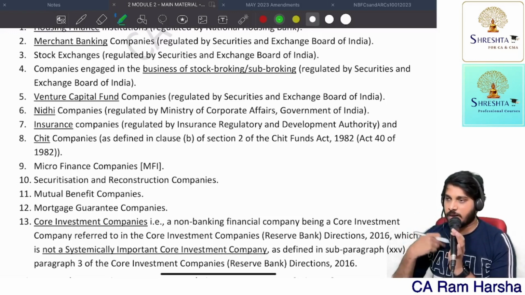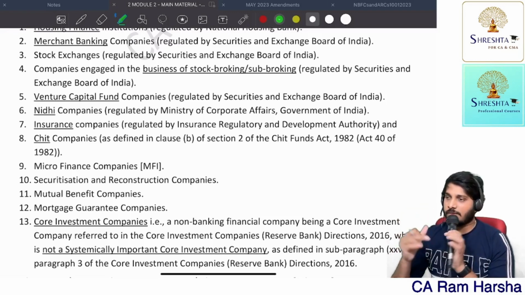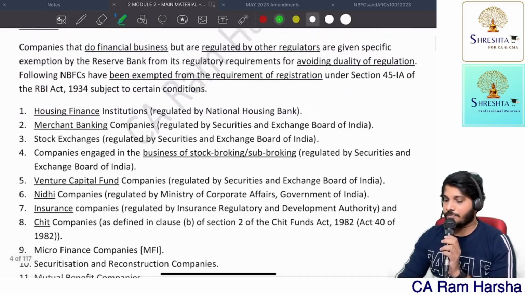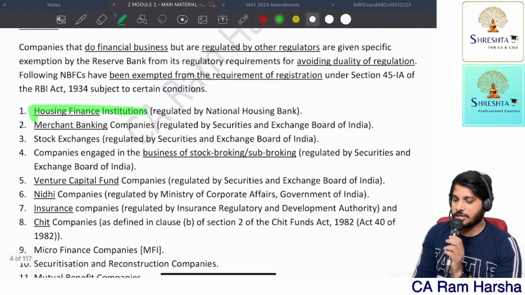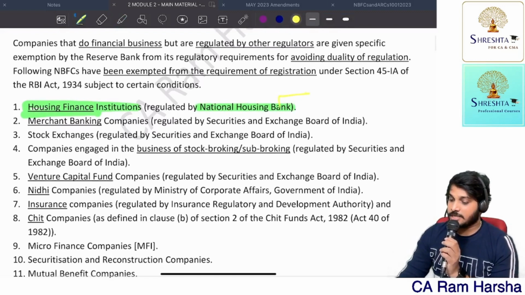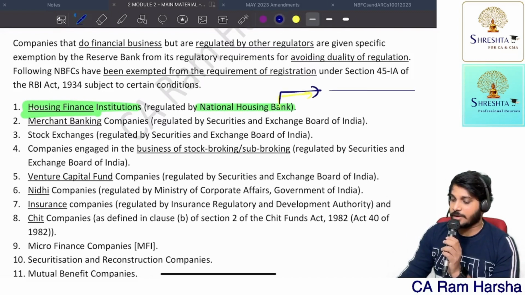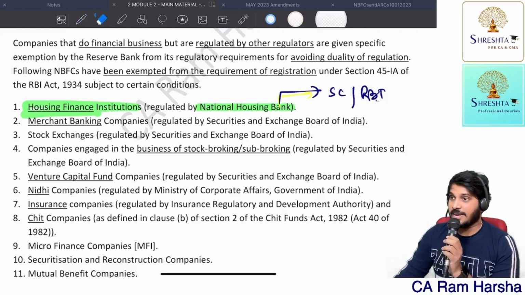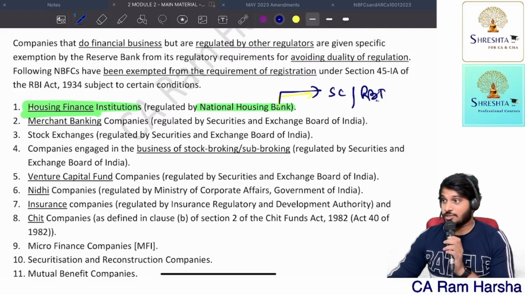If I'm a telecom company, TRAI regulates me. Insurance, IRDA is there; banks, RBI is there; NBFCs, RBI is there. Why should I be governed by multiple regulators? So, housing finance institutions are regulated by the National Housing Bank. And you know what? National Housing Bank is a subsidiary of RBI. It's a subsidiary of RBI. NABARD, NHB, all these are subsidiaries of RBI.